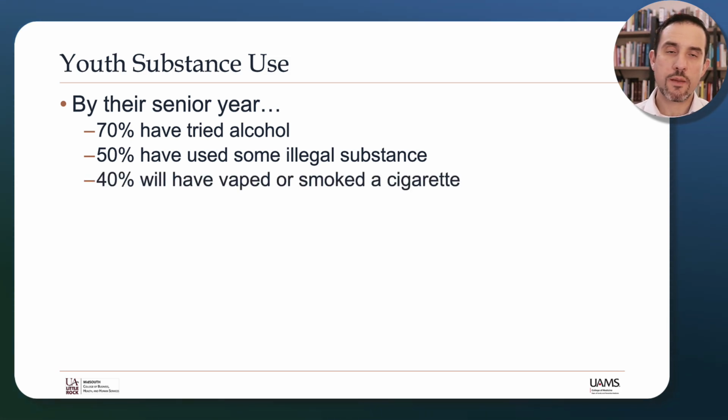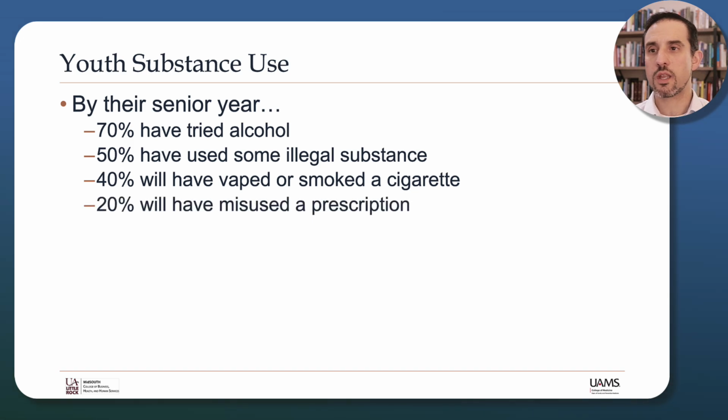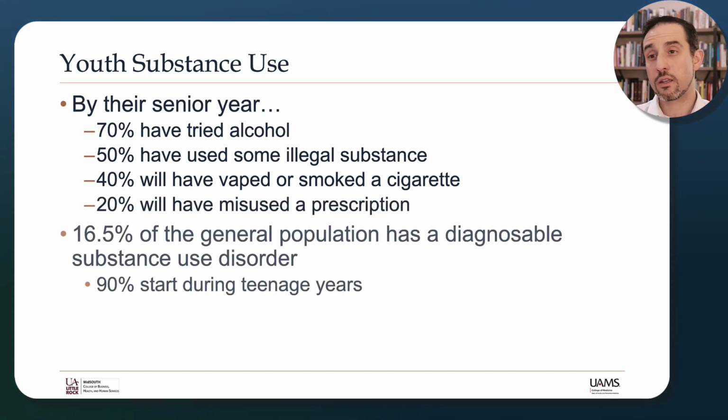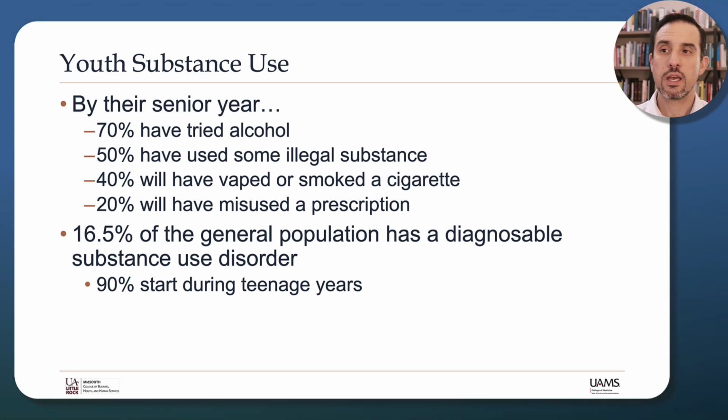40% will have vaped or smoked a cigarette. 20% will have misused some sort of prescription. And this is all feeding into the fact that 16.5% of the general population has a diagnosable substance use disorder. About 12% of that is alcohol. Now, that being said, if someone's going to have an addiction at any point in their life, 90% of them have their first one when they are teenagers.